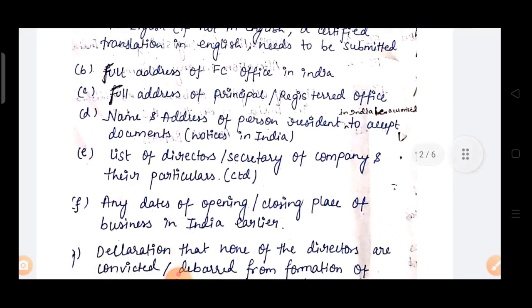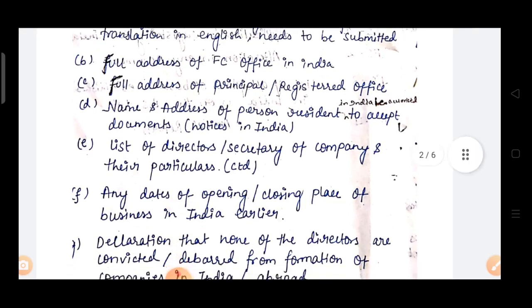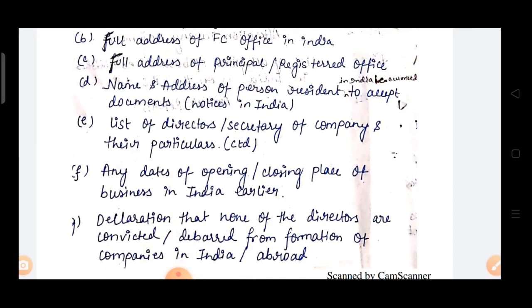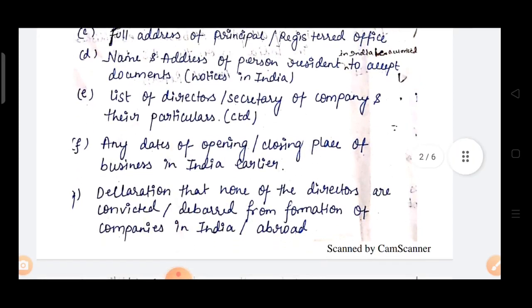Then any dates of opening or closing of place of business, meaning when this business was opened and when it was closed, the date should be mentioned. Any dates of opening or closing of place of business in India earlier.